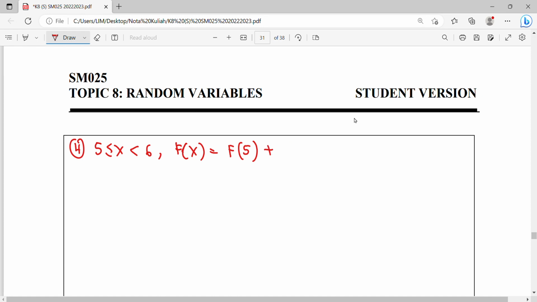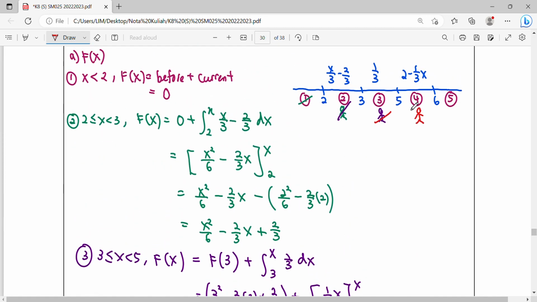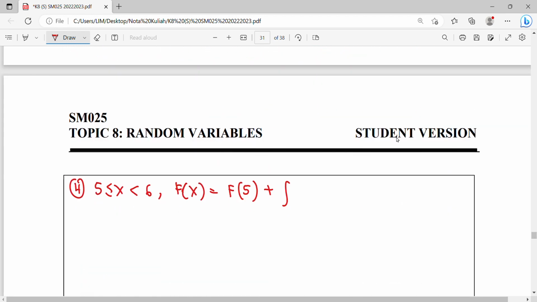Currently, you are in the interval which has a function. Means currently you are having your probability. You will integrate 5 up to x for that function.